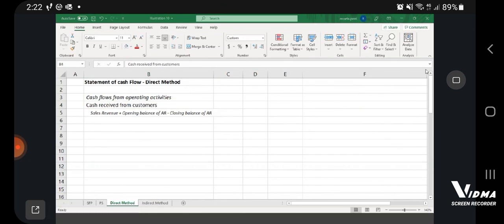Good, no question, just confirmation. Thank you. So again, we start item by item. What we have in the income statement, we take that and we convert into a cash outflow or a cash inflow. In this case, this is a cash inflow. This means that it will be with a plus sign. Cash received from customers. Okay, let's calculate the cash received from customers over here.